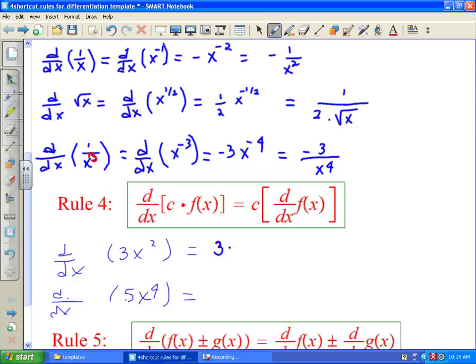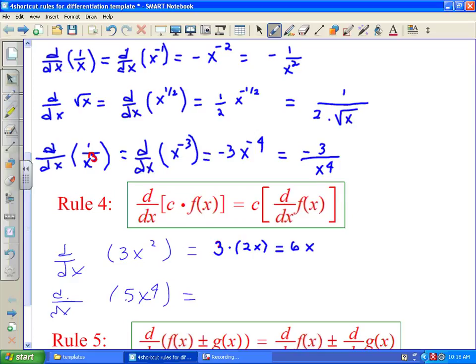What is the derivative of x squared? AJ, would you agree that this would be 2x? Right? The derivative of x squared is 2x, right? So basically saying that keep that constant as it is and multiply it by the derivative of the inside, which is 3 times 2x, or that's equal to 6x.